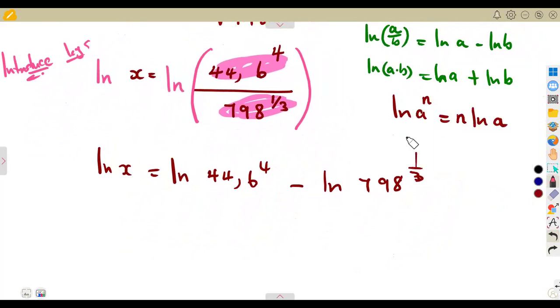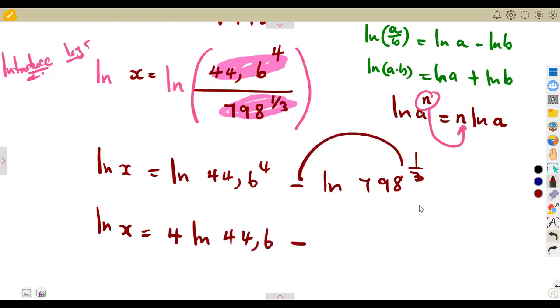Remember that if there is an exponent, we can drop this exponent to multiply the logarithm. So the ln of x is the same as we drop this number to multiply the log. So it's going to be 4 times the ln of 44,6 minus, we drop this exponent, which is 1 over 3, to multiply the ln of 798. That is the idea there.